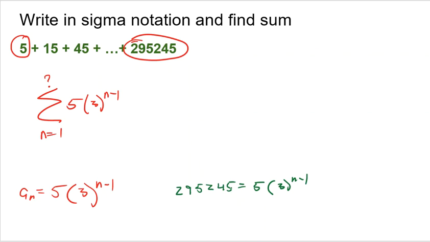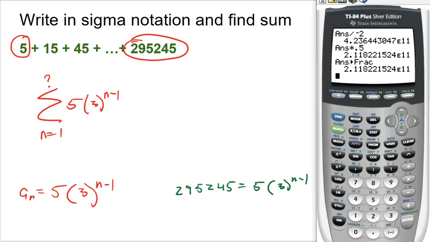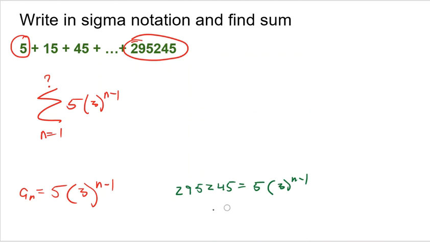And this is where we have to be very careful because the math is kind of tricky. The first thing I'm going to do is divide by 5. So I'm going to do 295,245 divided by 5, and I get 59049. 59049 equals 3 raised to the n minus 1. So the question is, how the heck do I solve for n?